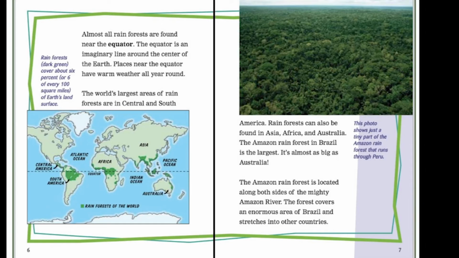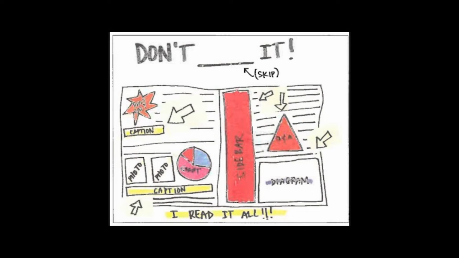I've opened the book to page 6. When I first look at this page, I see a lot of different information. I see a map, a picture, captions, and the text. I need to make a plan to make sure that I read all of this without missing any important information. One strategy that we can use to do this is called Don't Skip It. The strategy helps us to make sure that we do not skip any information.